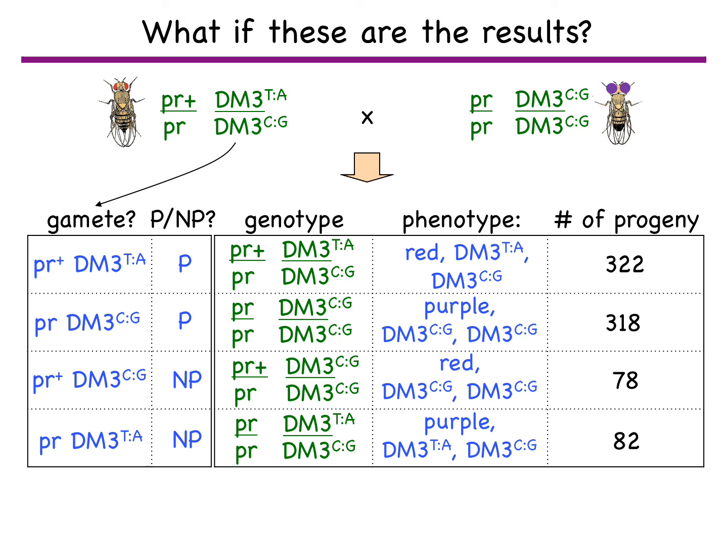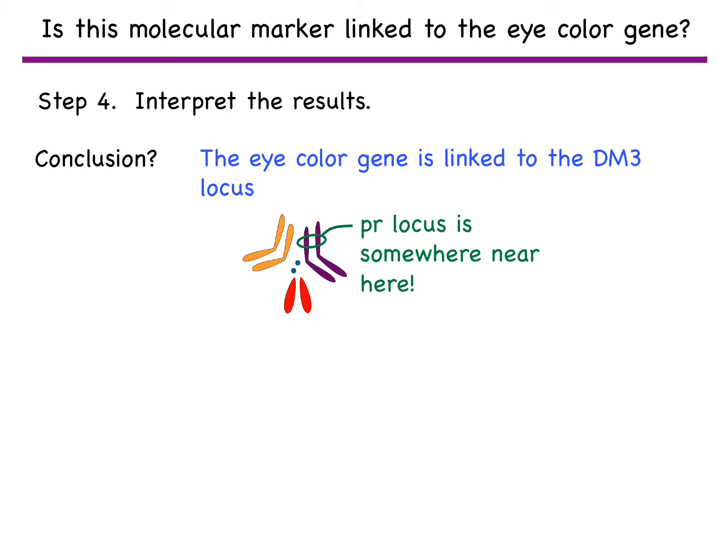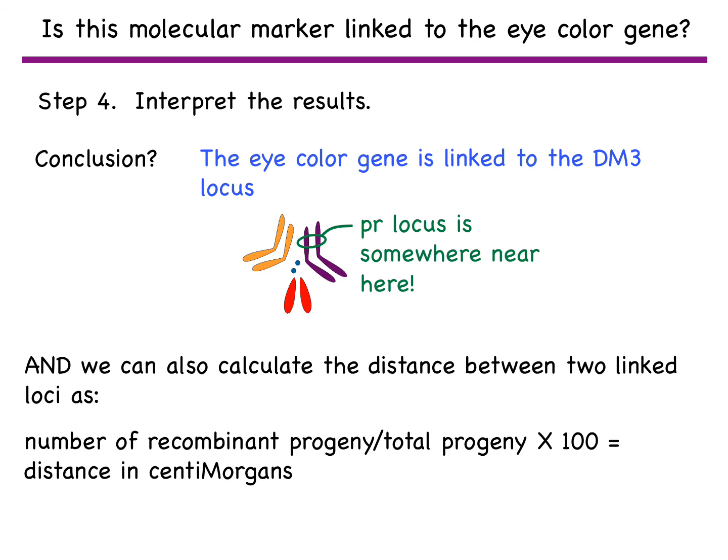simply because the numbers are so large that it would pass any statistical test that you try to apply to this. Okay, so based on this information, we can now interpret the results. And again, based on the numbers alone, the eye color gene is linked to the DM3 locus. So in other words, where this DM3 locus is present in the genome, the purple gene must be somewhere nearby. And we can also calculate roughly how far away it is by calculating what the map distance is between the DM3 locus and the purple gene.